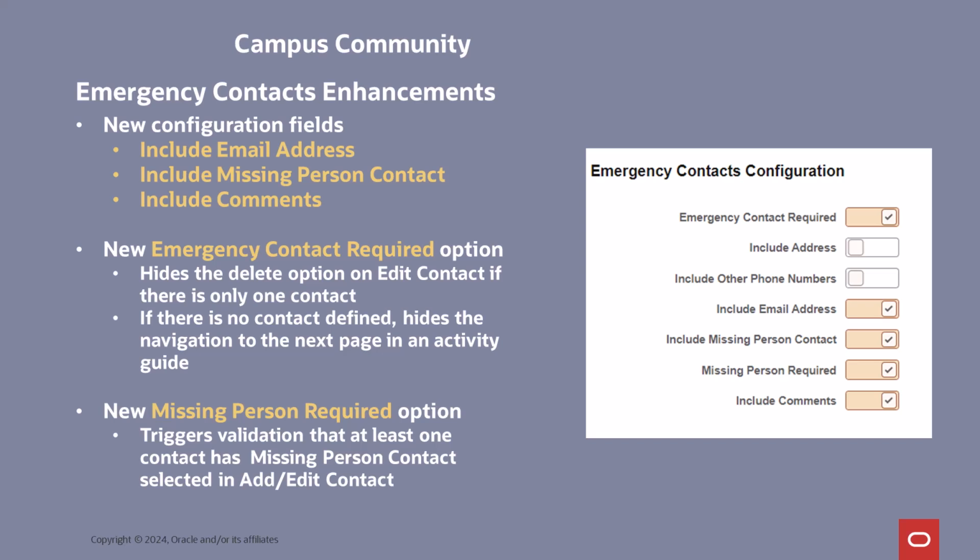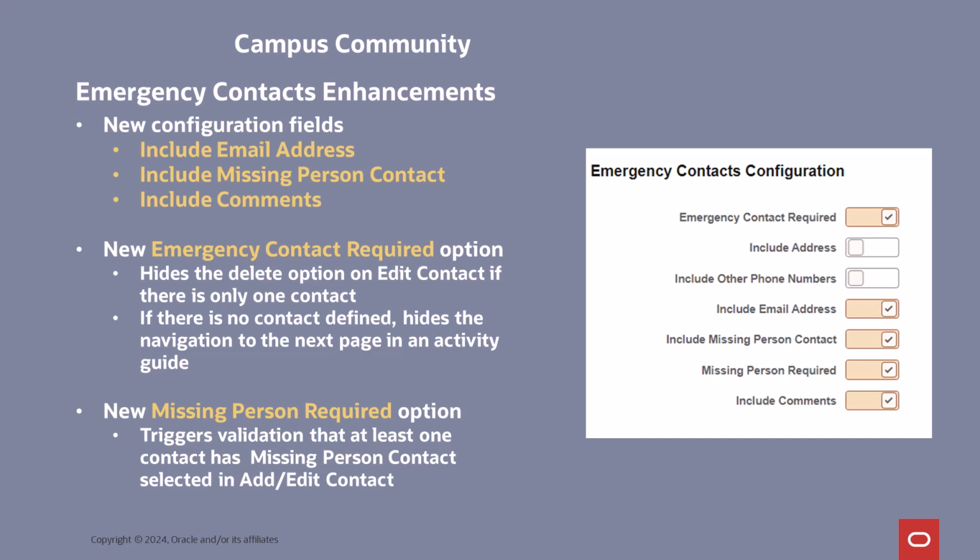configuration is updated. There are also new options to require at least 1 emergency contact and to require that at least 1 contact is flagged as a missing person contact. If emergency contact required is selected and the student only has 1 emergency contact defined, then the delete option on the edit contact page is hidden. And when the emergency contact page is included in an activity guide, if the required option is selected here, the next navigation button in the activity guide is only displayed once at least 1 contact has been defined.